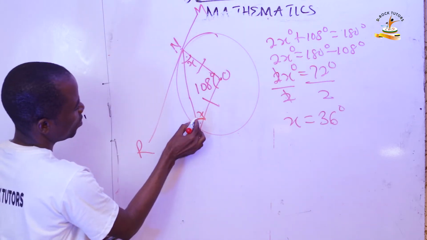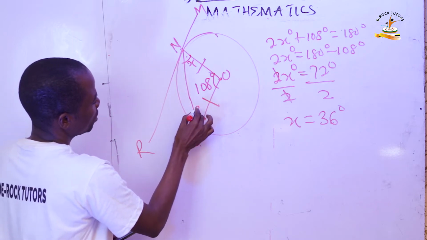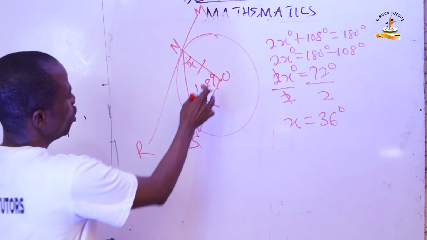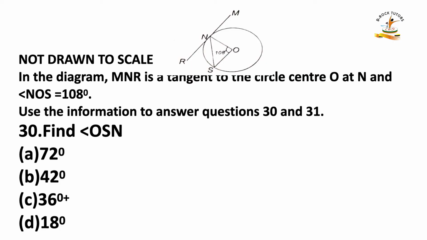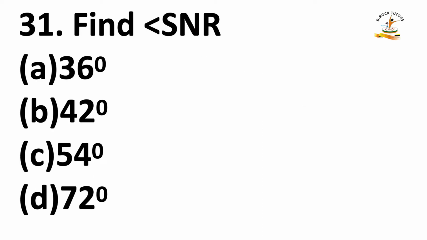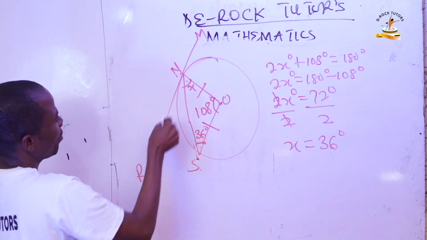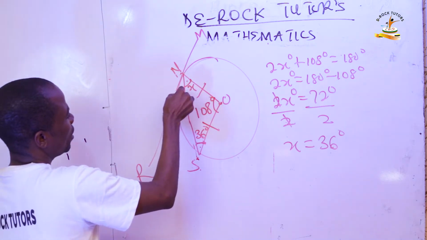So the angle here will be 36 degrees, and that is the angle we are asked to calculate, OSN. So the correct answer is 36 degrees. That is option C. Next, angle SNR. That is the angle here.